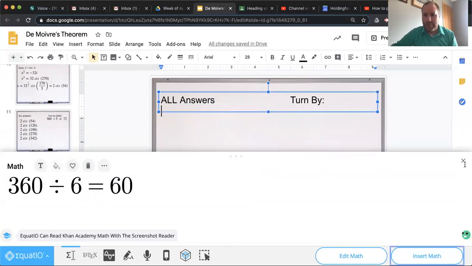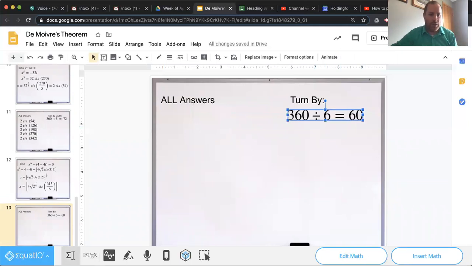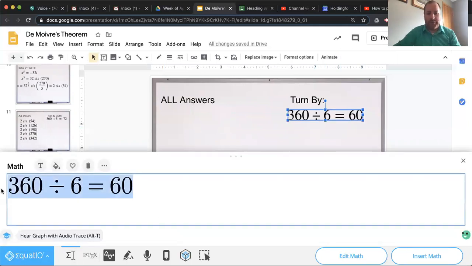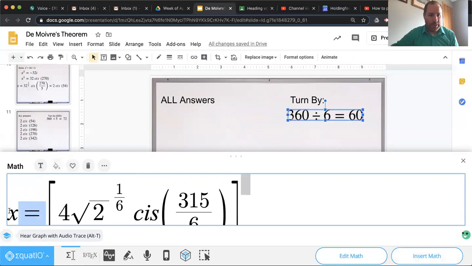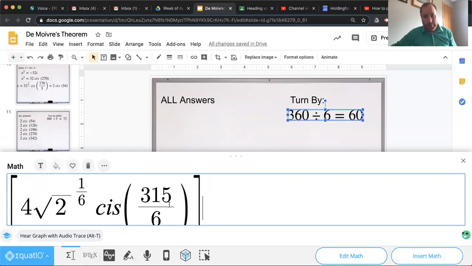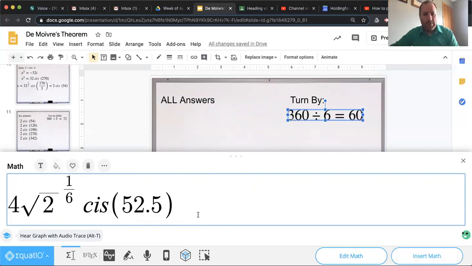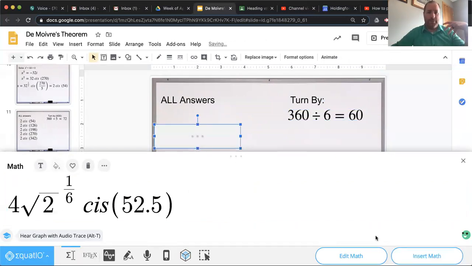So we're just going to take whatever that angle is, and we're just going to keep adding 60 degrees until it gets all the way around. In this case, I'm going to take out this x equals and get rid of the extra exponent. So here I would take 315 divided by 6, which is 52.5, which is just fine. Maybe we don't need these extra things out here. Take those out. So that's our first one.